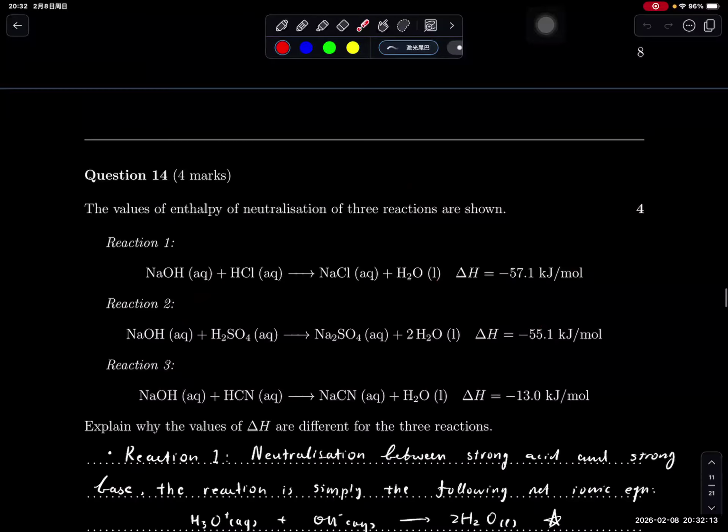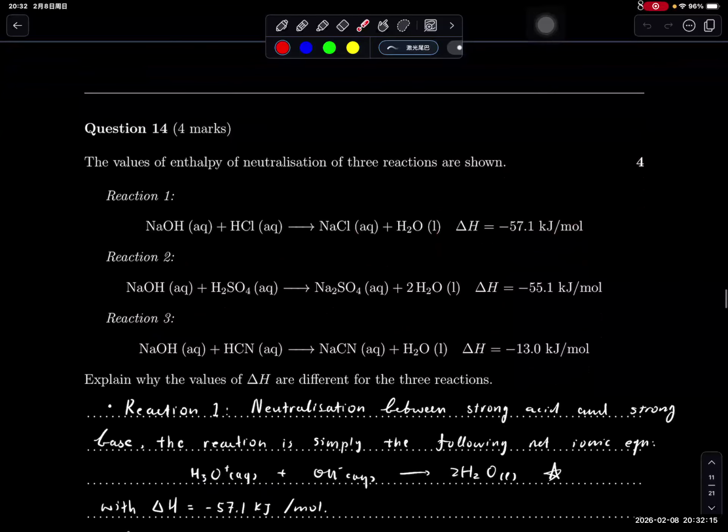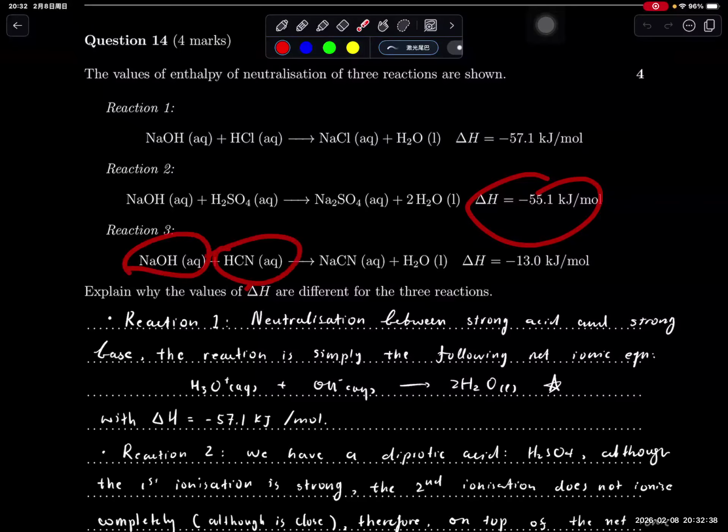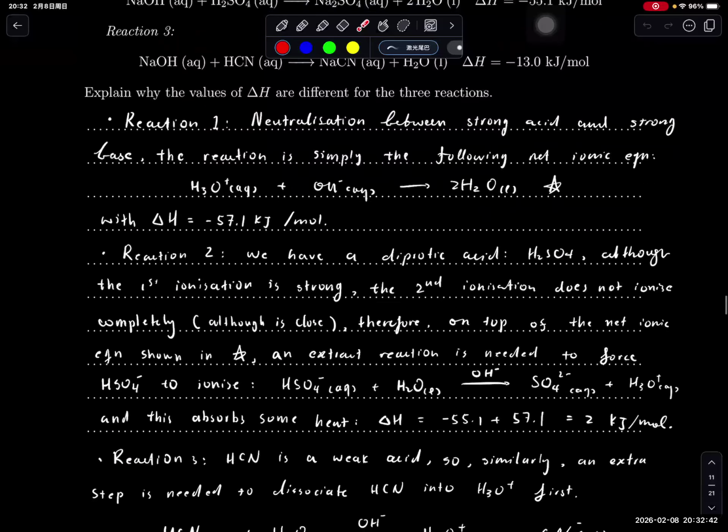Question 14. You have three reactions. Sodium hydroxide neutralizing with hydrochloric acid. This is strong and strong neutralization. Delta H is this. But the second ionization of sulfuric acid is weak. You should already know that. If you don't know that, you should be able to tell from the delta H's. And then reaction 3 is just a strong base with a weak acid. So, dot points, explain each one separately.